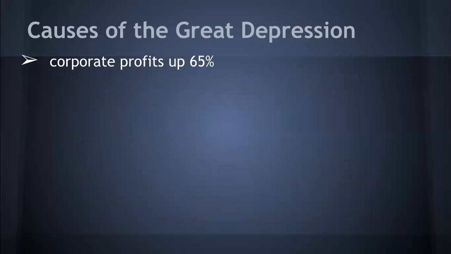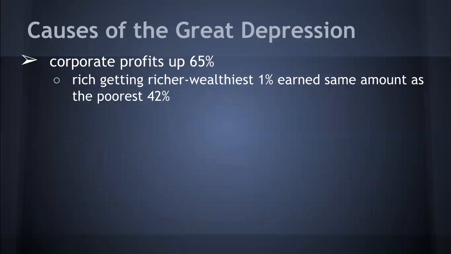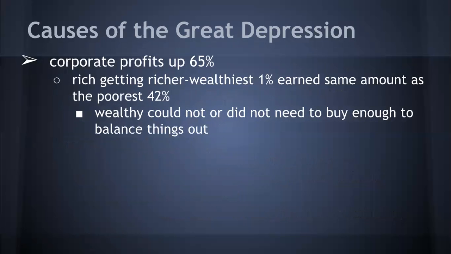Corporate profits are up 65%, just kind of referred to that. Rich are getting richer. The wealthiest 1% earn the same amount as the poorest 42%. Think about that. The poorest 42% of the United States was making as much money as the wealthiest 1%. Pretty wide discrepancy there. The wealthy could not or did not need to buy enough to balance things out.